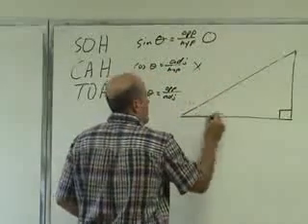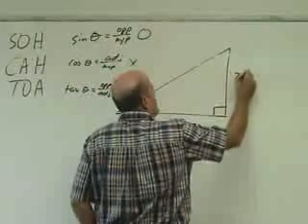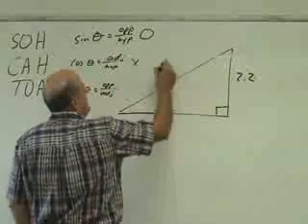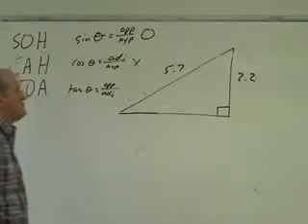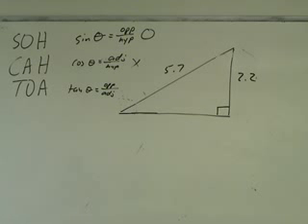So let's do another problem where this one is 2.2, 5.7. We want to figure everything else out. We want to figure out all the angles. We want to figure out all the other lengths.